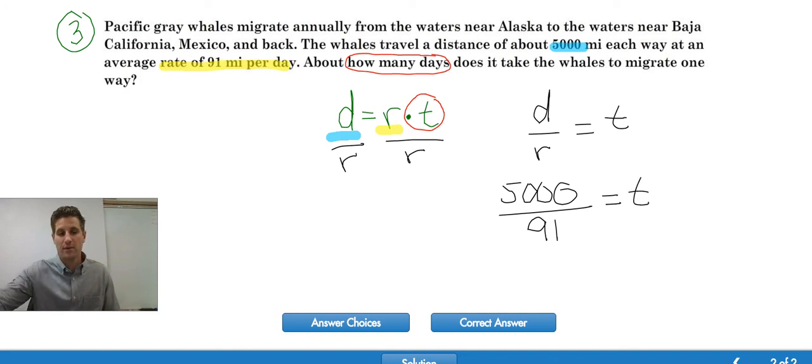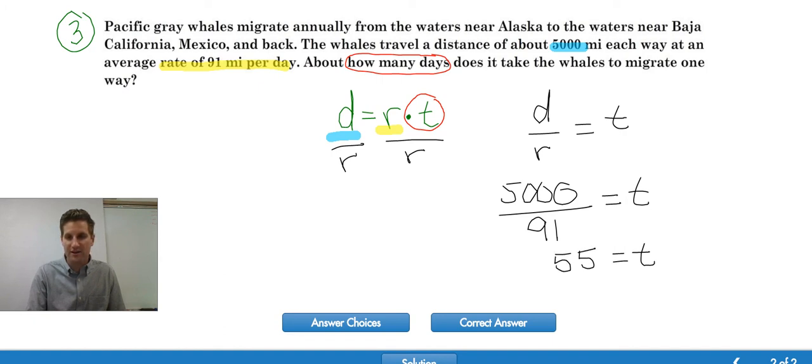What is the time? Go ahead and grab our calculator. And we got 5,000 divided by 91. And we're going to get, and it says about how many days. So I get 54.9. So we're going to round that to, I don't know why I made two little swoops on that T. I apologize. Let's try that again. It's going to be approximately 55 days.